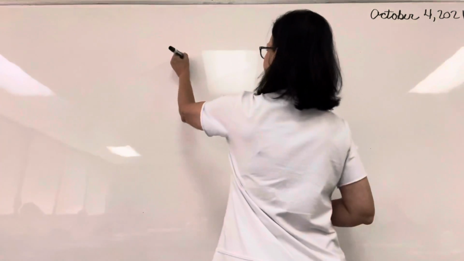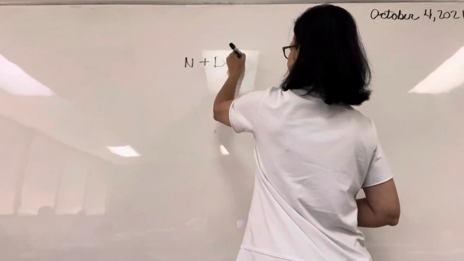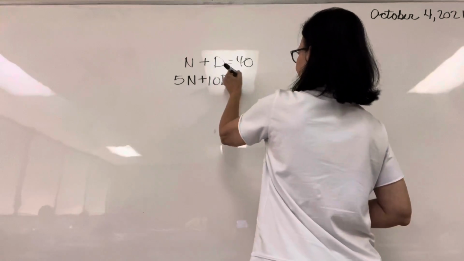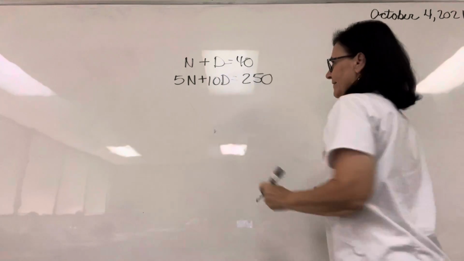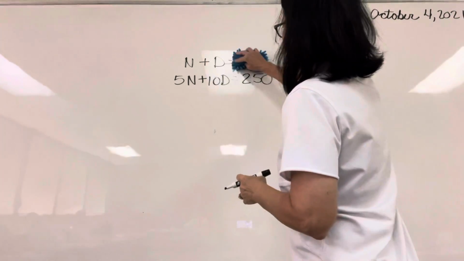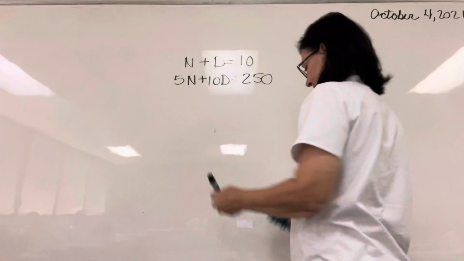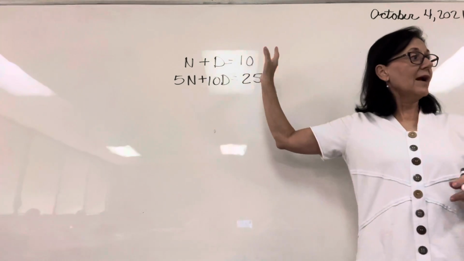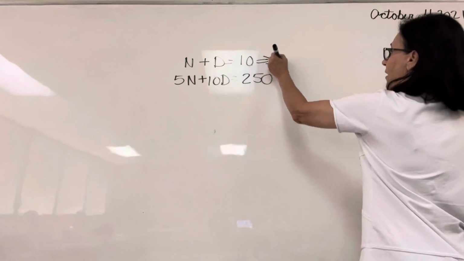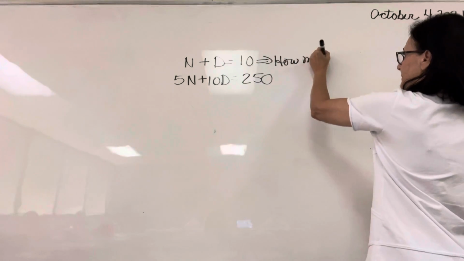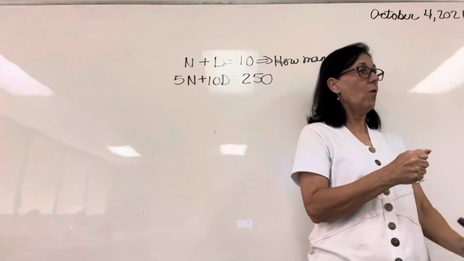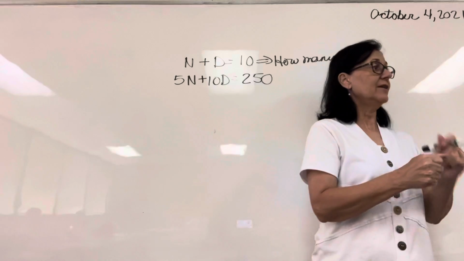Remember when we had something like this? I don't know that you could have 40 of them and come up with that little bit of money, but let's say 10. We'll do 10. And remember I said this first equation is how many? That's if I were to count how many coins there are, then there would be 10 coins.